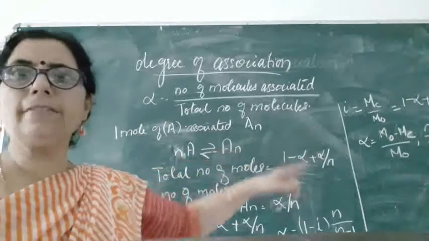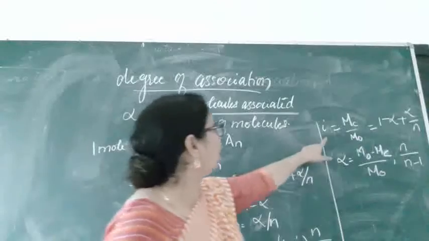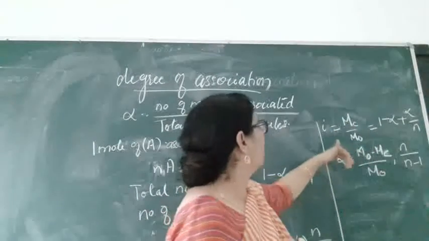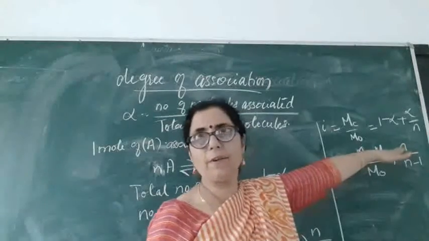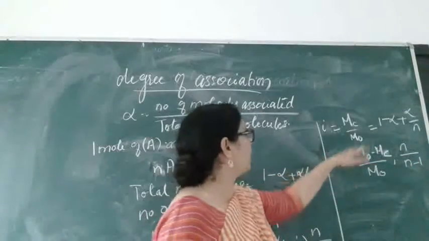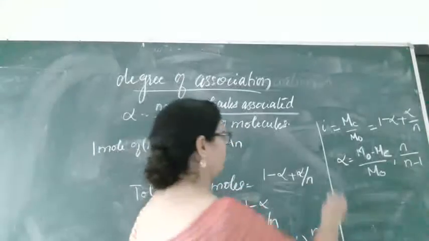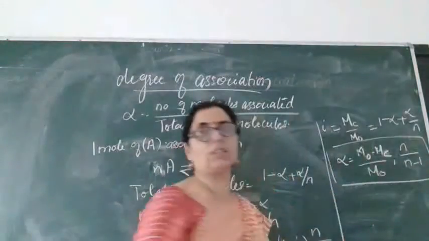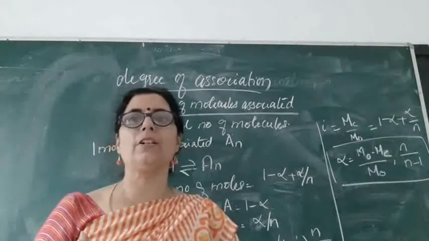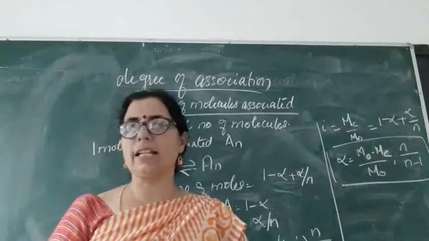Here you see, i is the calculated molecular mass by the observed, and that is equal to the value we obtained after taking the example of 1 mole. So putting these values, alpha can be calculated, and the final equation for the degree of association can be obtained. These two equations, for degree of association as well as degree of dissociation, you can use to solve various types of numericals.